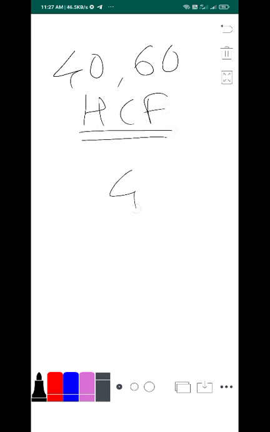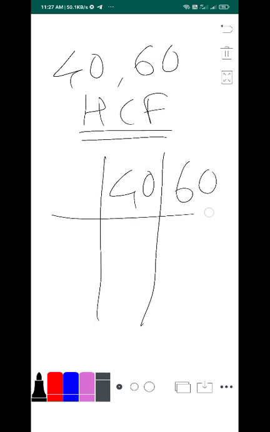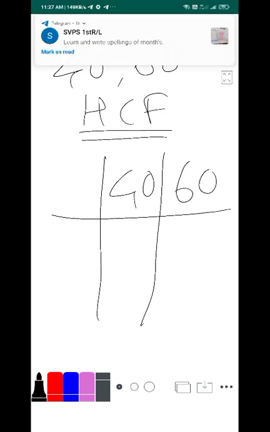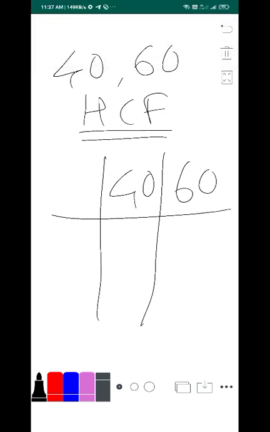Write 40 and 60 like this. Make a box. Write the smallest factor or biggest factor of 40 and 60. You can divide both numbers by only one number; don't divide by different numbers. Suppose 10. 10 4s are 40 and 10 6s are 60. Find out the common factor of this 4 and 6.